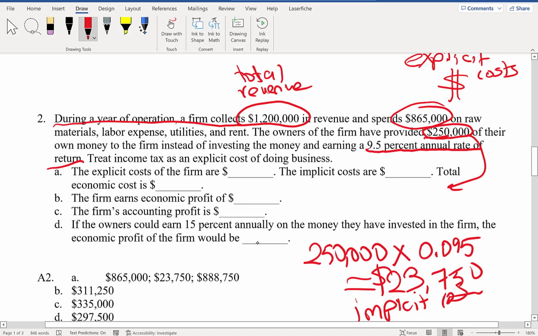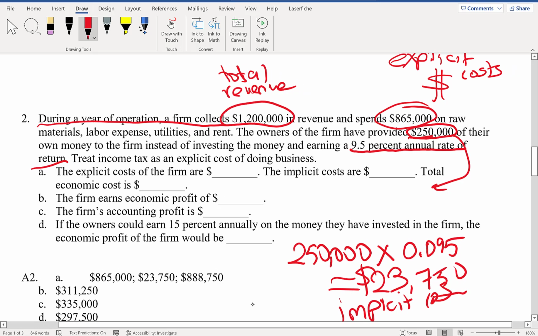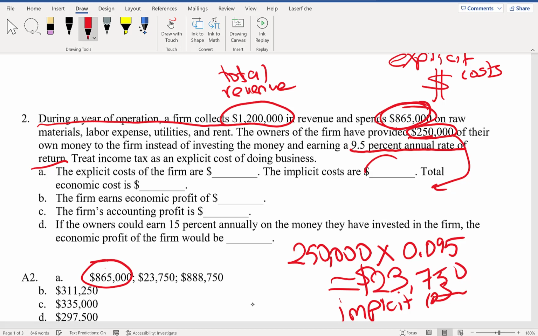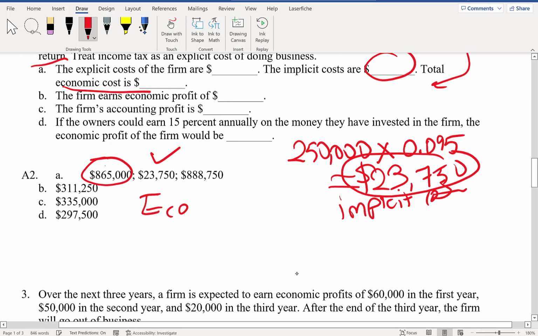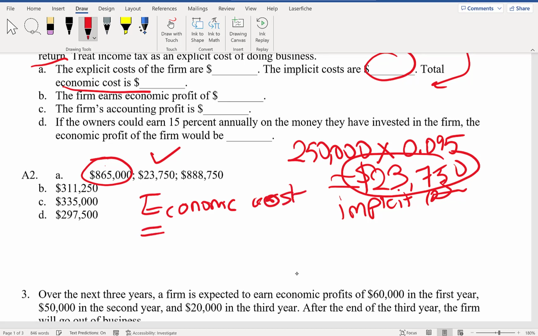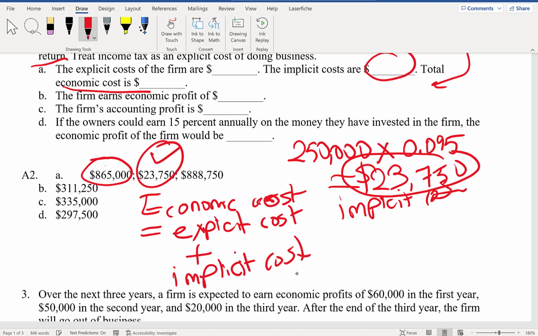The explicit cost of the firm are, this is very clear, $865,000. The implicit costs are, we found this, $23,750. So the total economic cost, I'm going to write it down here. Economic cost is equal to not only explicit cost but also plus implicit cost. So we're going to add these two, 865,000 plus 23,750. This is your total economic cost.